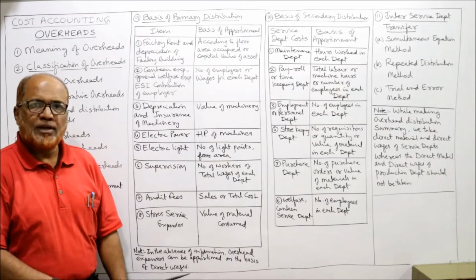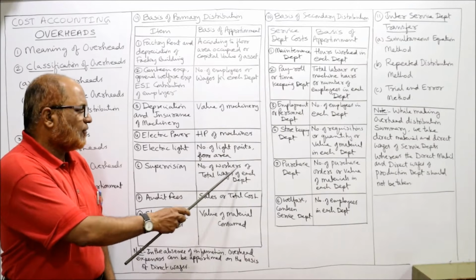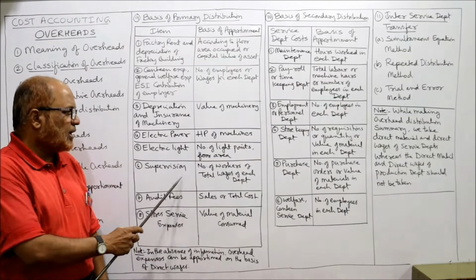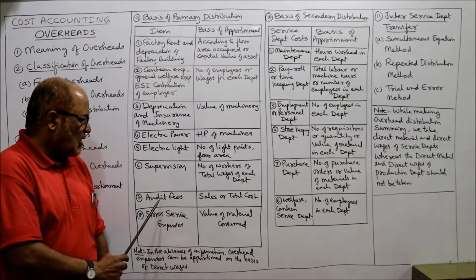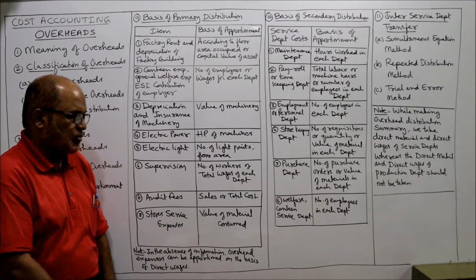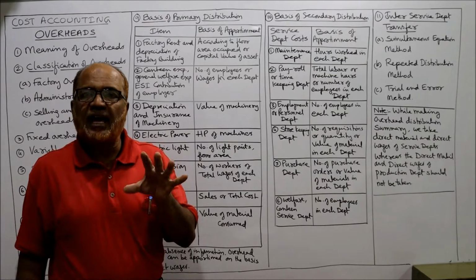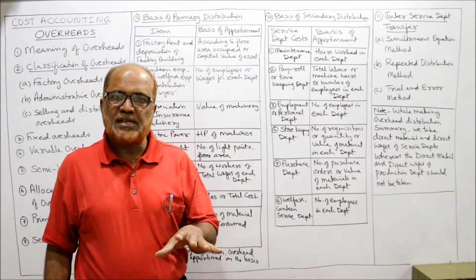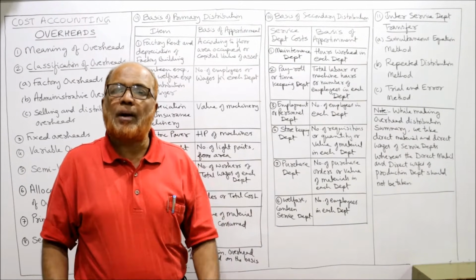Then supervision. Supervision will be distributed on the number of workers or total wages of each department. Supervision को जो है कितने workers हैं कितने wages हैं. Audit fees, sales or total cost, store service expense, value of material consumed. That's all. These are some of the examples. कॉस्टिंग में कुछ प्रिंसिपल्स है, ये बेसिस के ऊपर हम अपॉर्शनमेंट करेंगे.